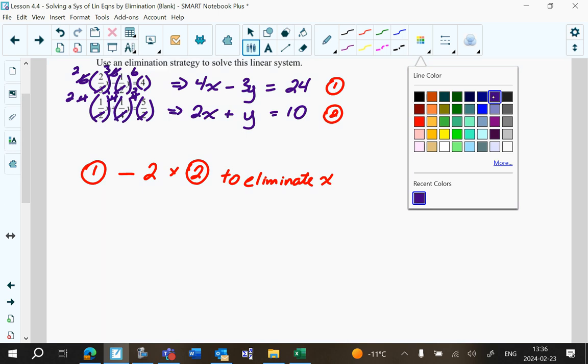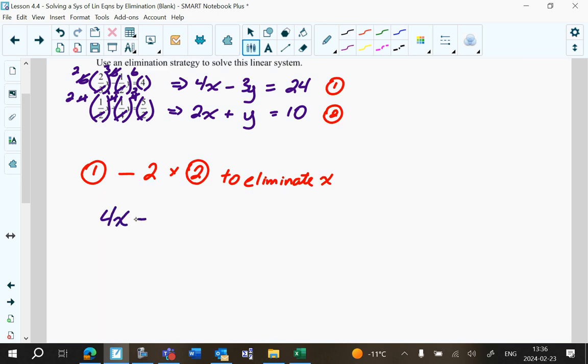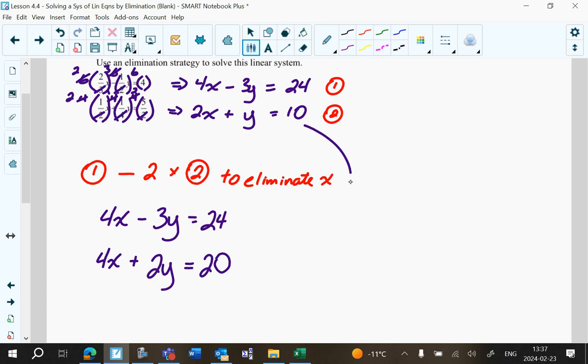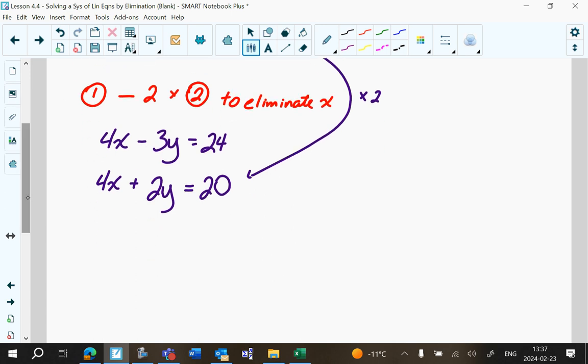We're not touching equation 1, so we're leaving it as 4x minus 3y equals 24. When we multiply this by 2, what do we get? Everything gets multiplied by 2. What does it look like? 4x. Careful, everything is multiplied by 2. 2y equals 20. So that's times 2. Now we can subtract, and it's going to eliminate the x. Watch your signs.